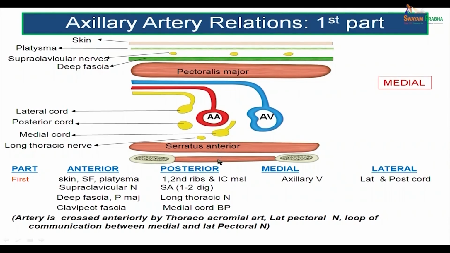Then what are the posterior relations? The first and the second rib, the intercostal space and the intercostal muscles, then the serratus anterior muscle. Anterior to that is the medial cord and long thoracic nerve. Now, we come to medial relations. Medially is the axillary vein. Now, we come to lateral relations. Laterally, we have the lateral cord and the posterior cord. Both cords are lying lateral to the axillary artery in the first part.